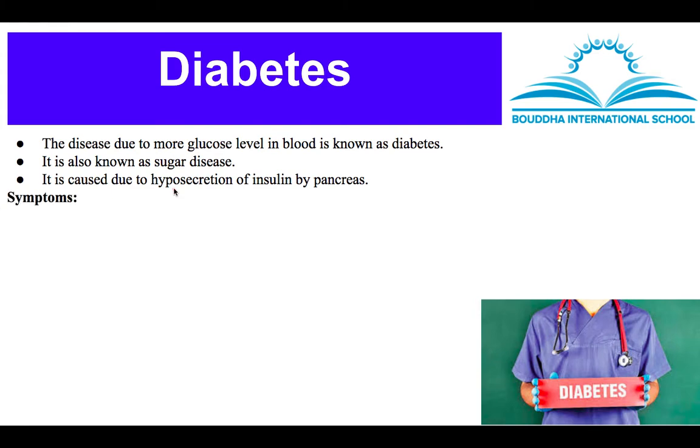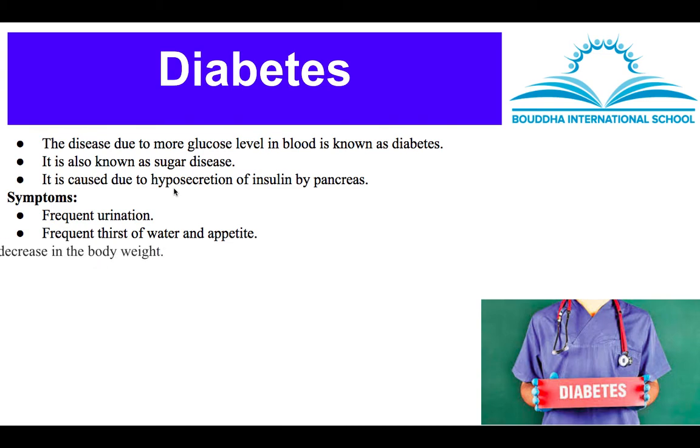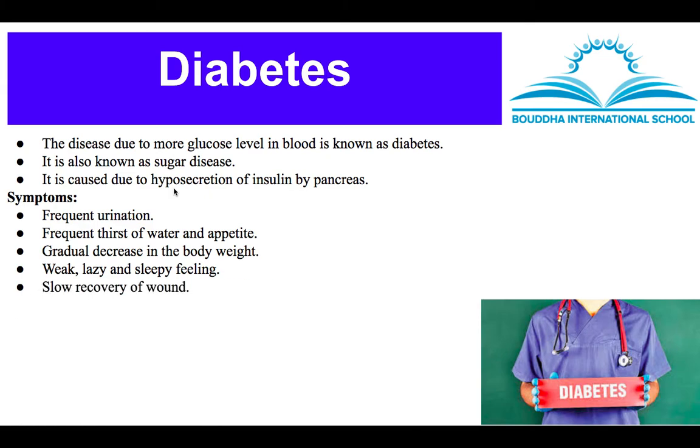So what are the symptoms you will see when you have diabetes? One is frequent urination. There will be frequent urination, and the person feels thirsty frequently, and that's why they drink a lot of water, and there will be more appetite. They feel more hunger, and weight starts to decrease. The person becomes very weak, lazy, and always feels sleepy. And if they have a wound, then it will not recover quickly.